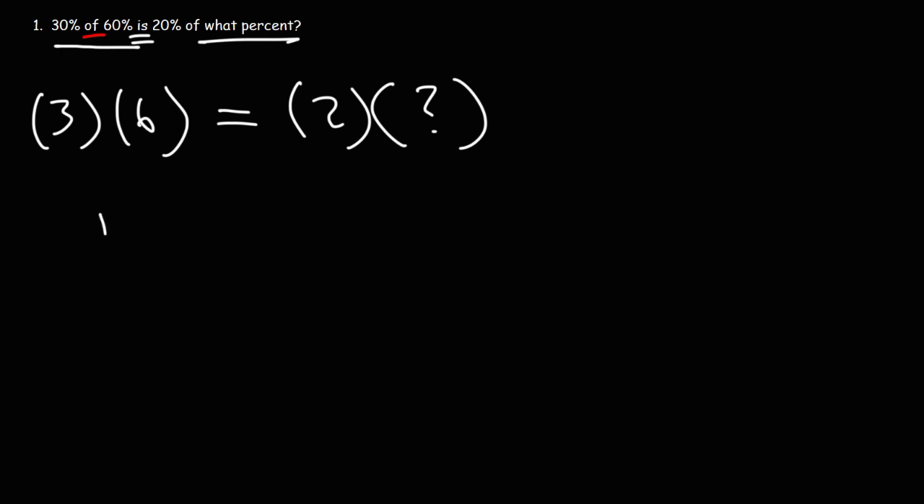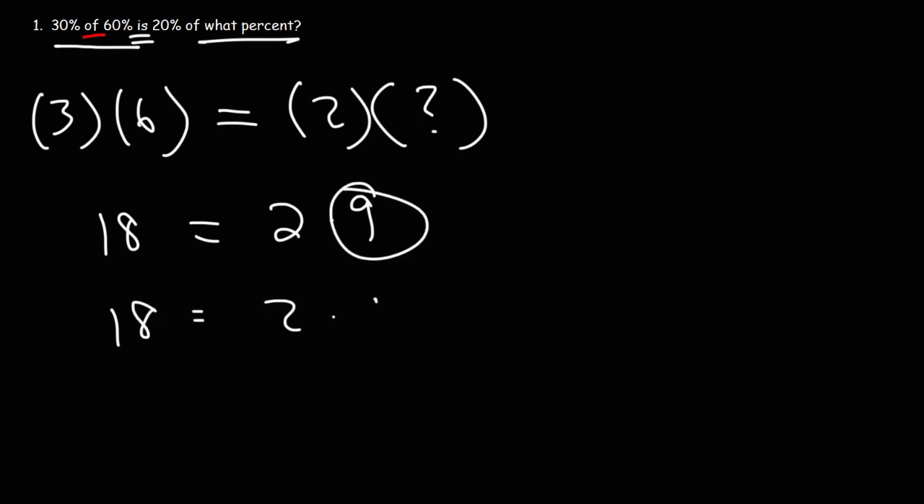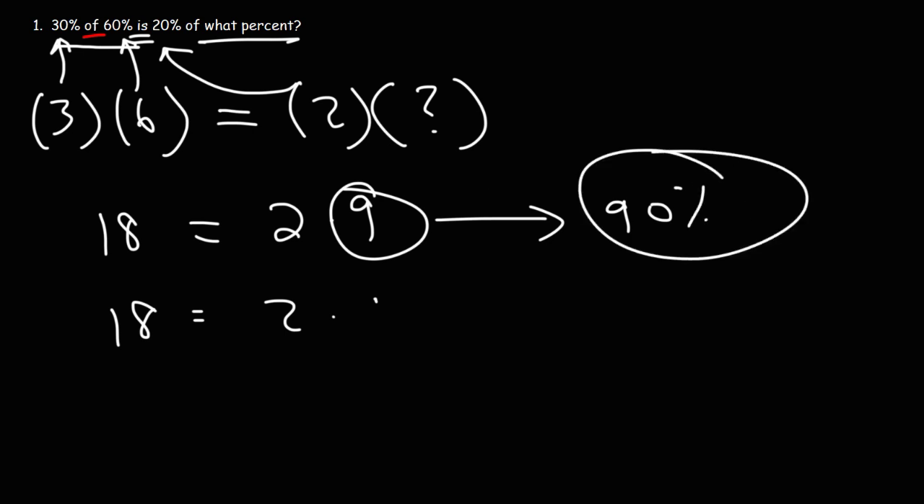3 times 6 is 18. 2 times what number is 18? Well, we know that 2 times 9 is 18. So this is going to be our answer, 90%. If 3 corresponds to 30%, 6 corresponds to 60%, and 2 corresponds to 20%, then 9 must correspond to 90%. So that's a shortcut way to solve a problem like this mentally.